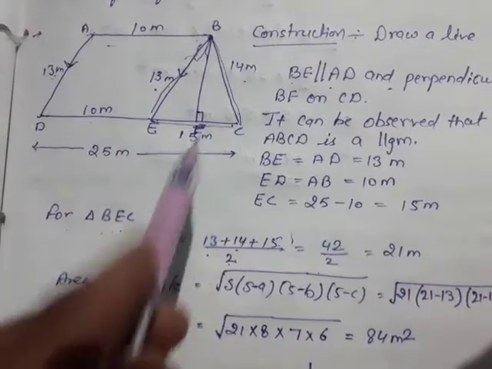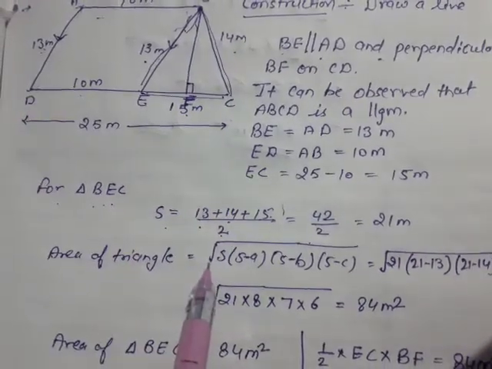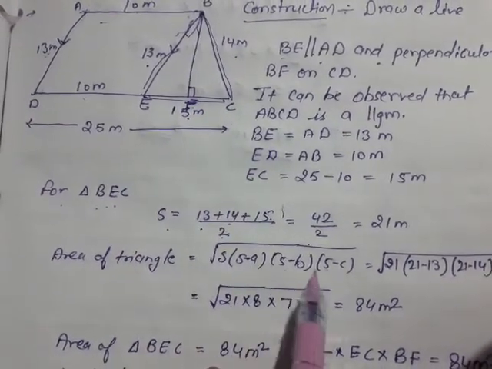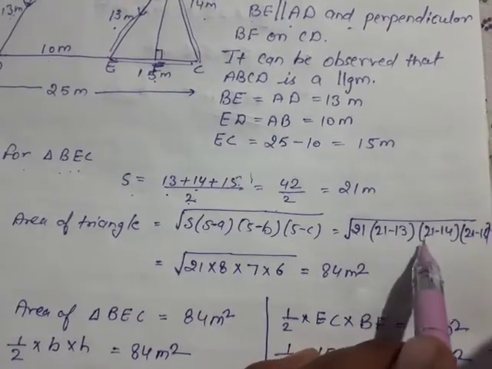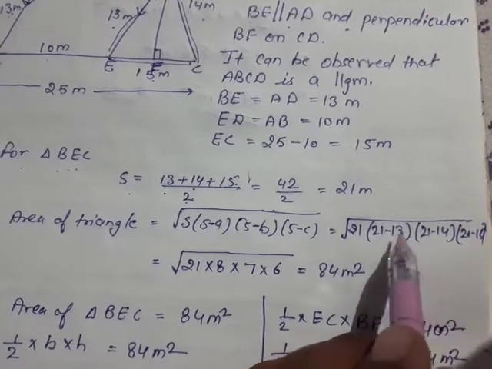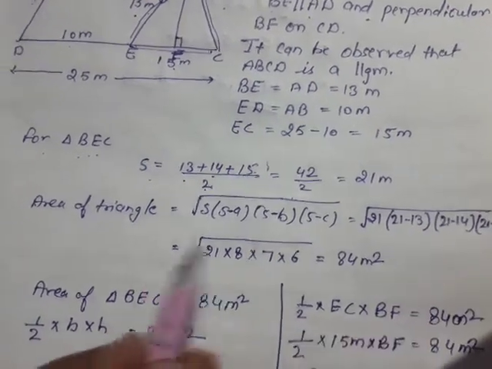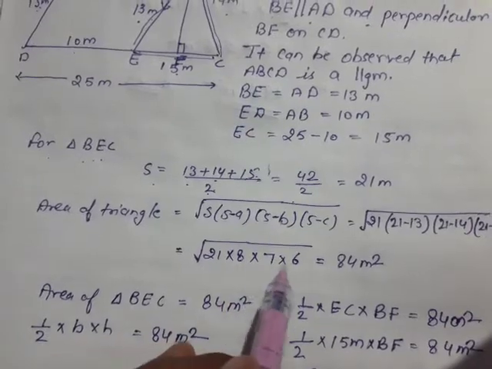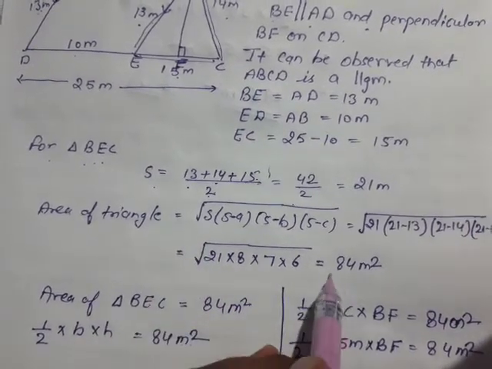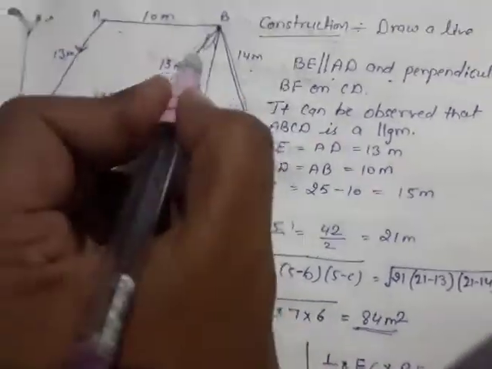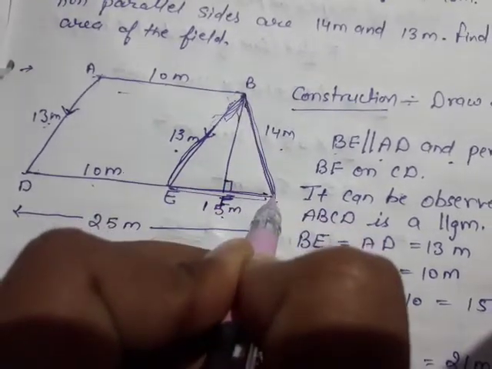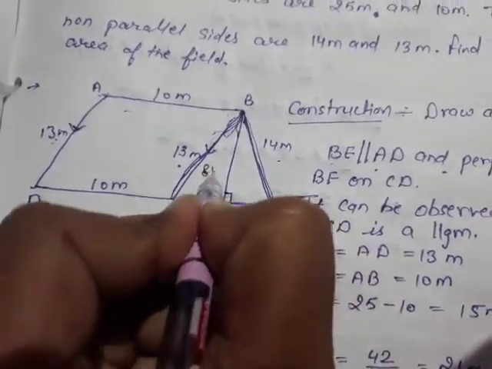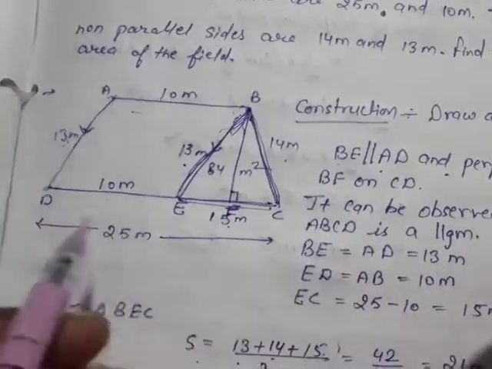Now the area of triangle EBC, by using Heron's formula, equals root of S into S minus A, S minus B, S minus C. If we solve it, S is 21, 21 minus 13, 21 minus 14, 21 minus 15, first side, second side and third side. We get square root of 21 into 8 into 7 into 6. If we solve it, we get 84 meter square as the area of the triangle.